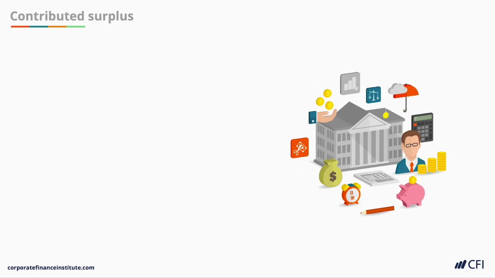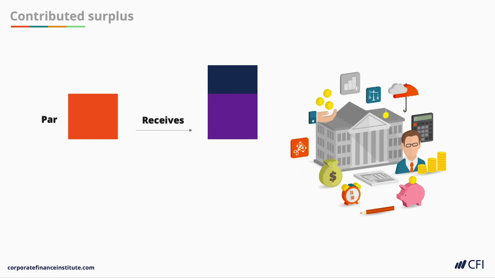One final item that may appear in the equity section of a company's balance sheet is contributed surplus. A company may issue shares with a par value. Par value is simply the face value of the share on issuance. Where a company receives more for the share than its par, or face value, then the excess amount is referred to as contributed surplus. Let's look at a simple example.